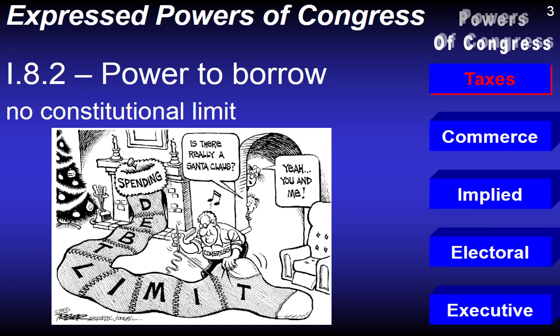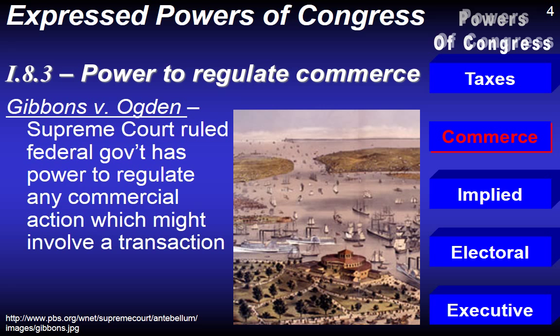Now, Article 1, Section 8, Clause 3, the power to regulate commerce. Again, remember, this is one of those important ideas that got the Constitutional Convention started, with who was going to control the Potomac. However, in the case of Gibbons v. Ogden, this really set up what that power to regulate commerce was going to be all about. The Supreme Court ruled in Gibbons v. Ogden that the government had the power to regulate any commercial action that might involve a transaction.